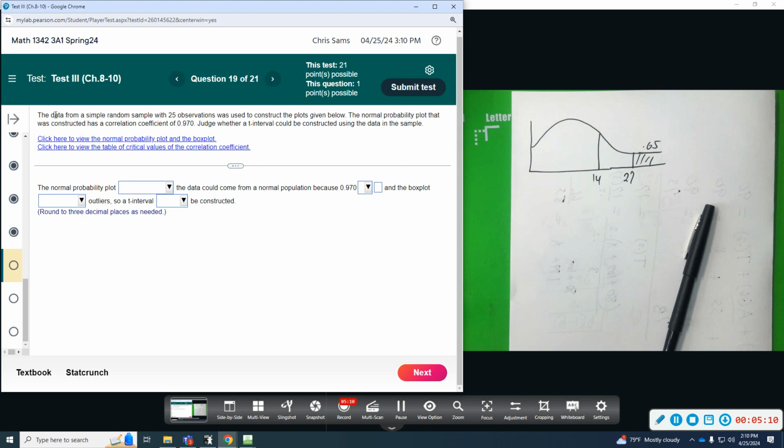Number 19. Data from a simple random sample with 25 observations was used to construct the plots given below. The normal probability plot that was constructed has a correlation coefficient of 0.97. Judge whether the t-interval could be constructed using the data in the sample.